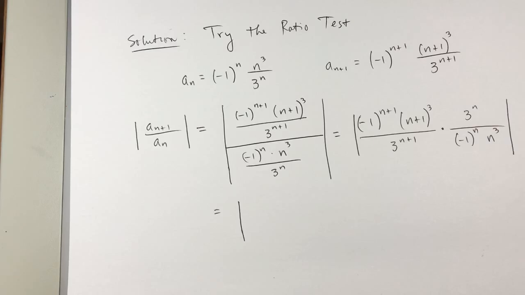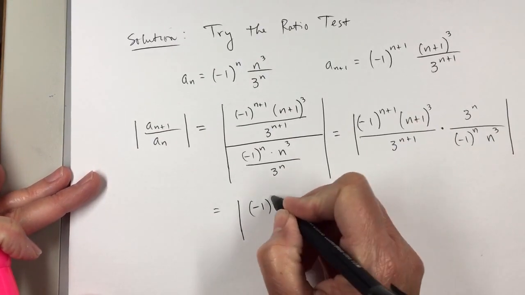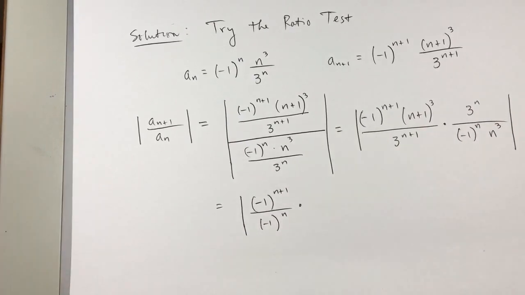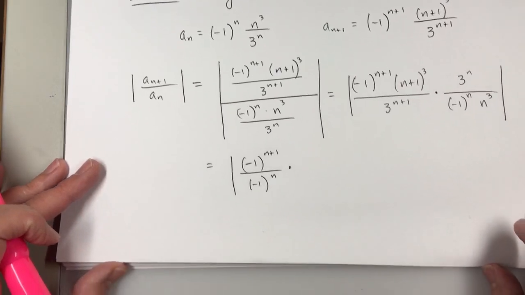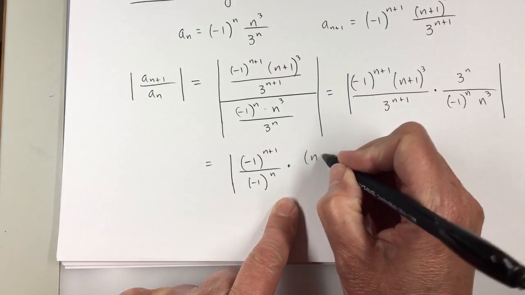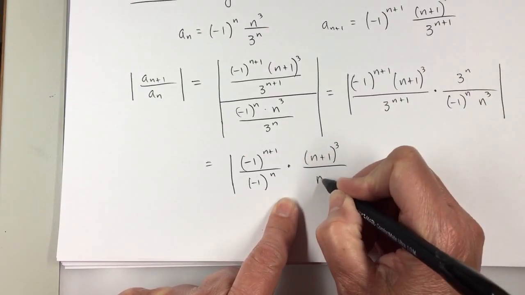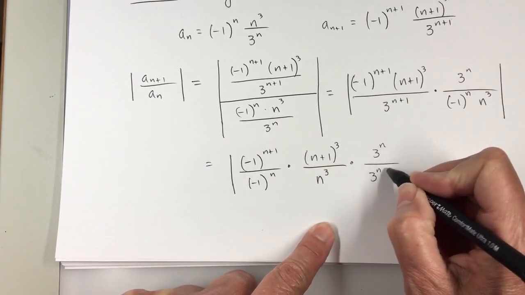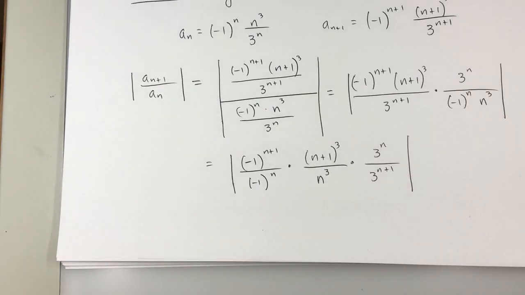A lot of times we'll form 3 separate fractions in this case. A fraction with the -1s. And since it's all multiplication, I can do this. So -1 to the n plus 1 over -1 to the n. And then n plus 1 cubed over n cubed. And then 3 to the n over 3 to the n plus 1. Get the pieces that are similar to each other, one over the other. And then I'm going to reduce this.